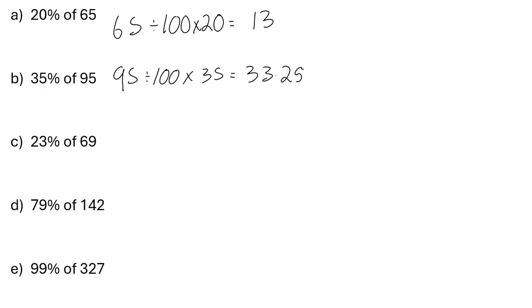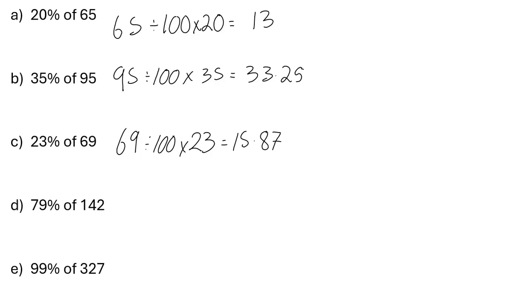C, third one, 23% of 69. Again, this one, 69 divided by 100. I'm then going to multiply it by 23, take my 23%, so take 23 of those parts. That'll end up giving me 15.87. So that gives me 15.87 as my 23% of that.